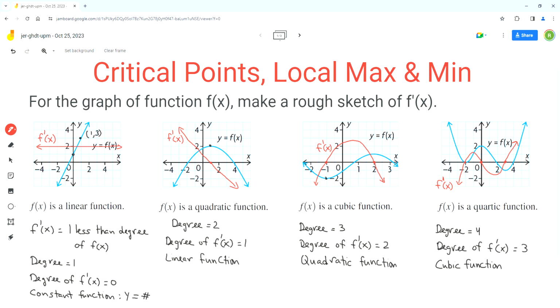So these are the steps you have to keep in mind to solve a problem like this one. It's very important to understand and memorize that for a polynomial function, the derivative has a degree which is 1 less than the degree of the polynomial function.